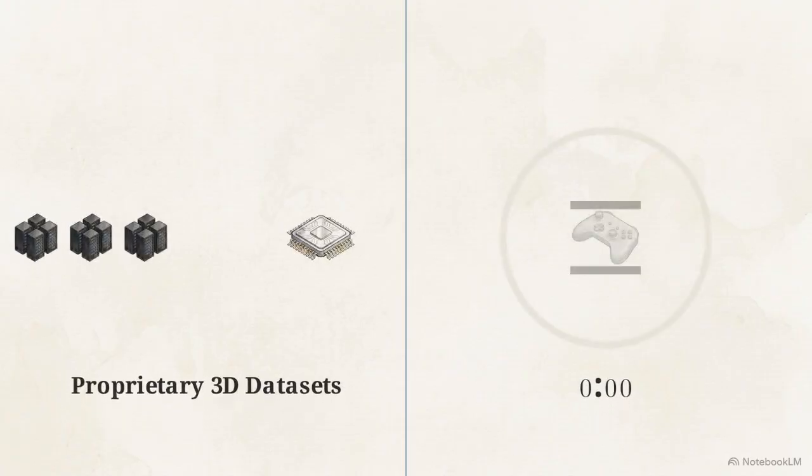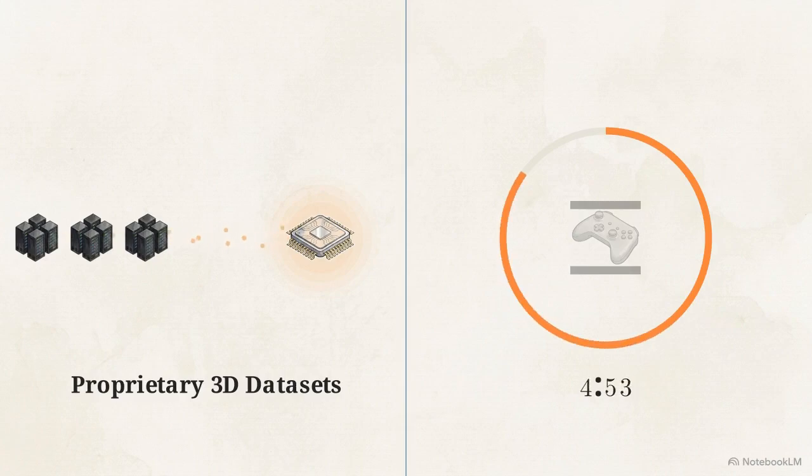It relies heavily on Meta's proprietary 3D datasets for training, and the 5-minute processing window means we are still a step away from real-time, on-the-fly world generation during active gameplay.